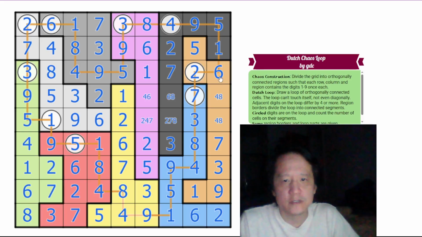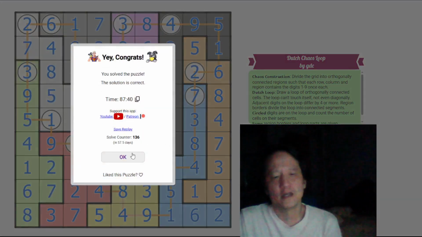That means this 6 eliminates 6 here, so it's 4. Which means this can't be 4, that's 8, which makes that 4. This can't be 2 or 7 because of 2 or 7 in the column, so it's 8, which makes this 6. This can't be 4 or 2, so that's 7. And that's how you solve it.